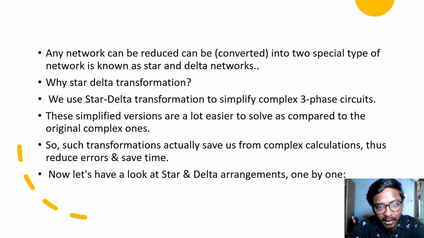Any network can be converted into two special types of networks known as star and delta networks. Why star delta transformation? We use star delta transformation to simplify complex three-phase circuits. These simplified versions are a lot easier to solve as compared to the original complex ones. Such transformations save us from complex calculations, thus reduce errors and save time. Now let's have a look at star and delta arrangements one by one.